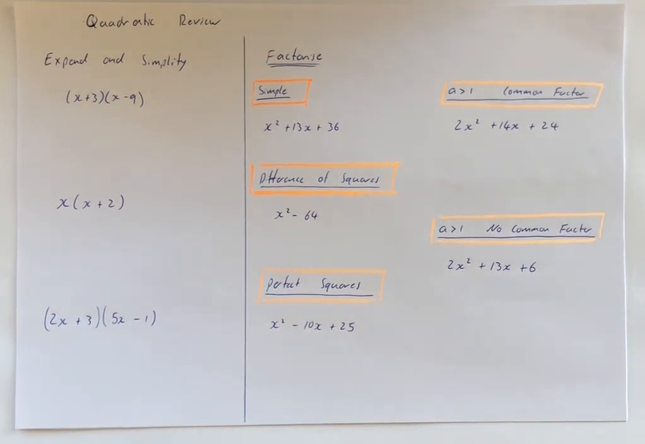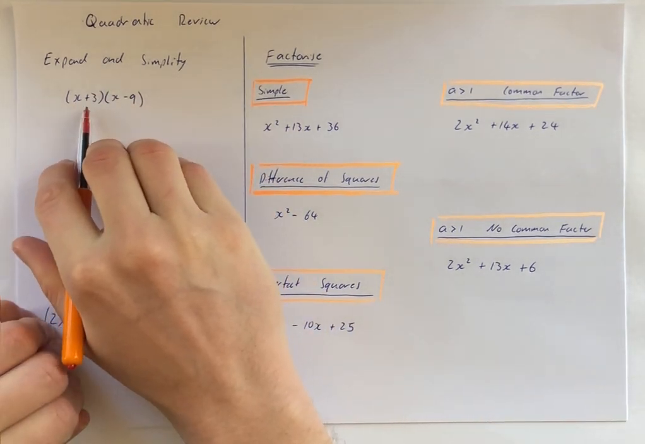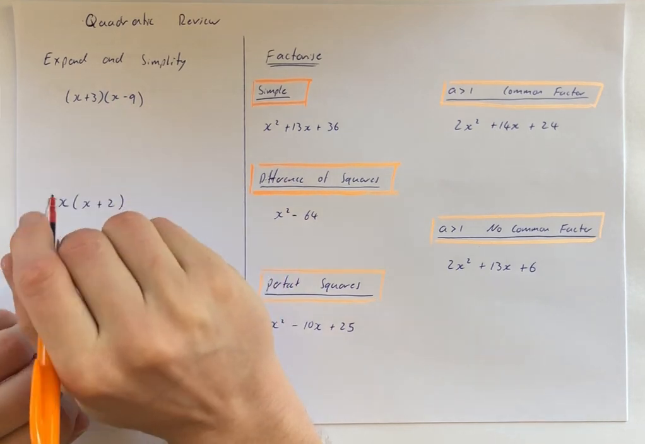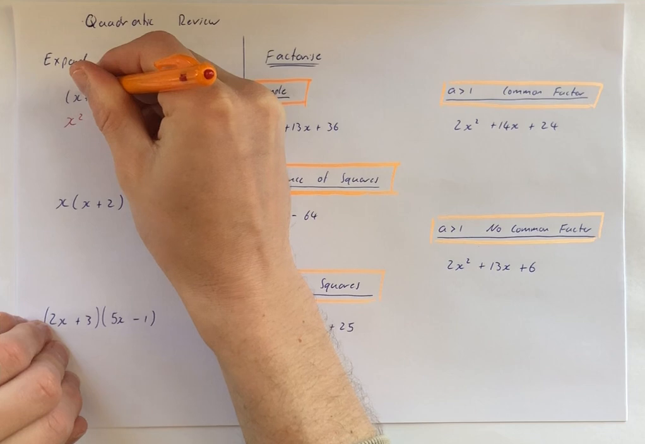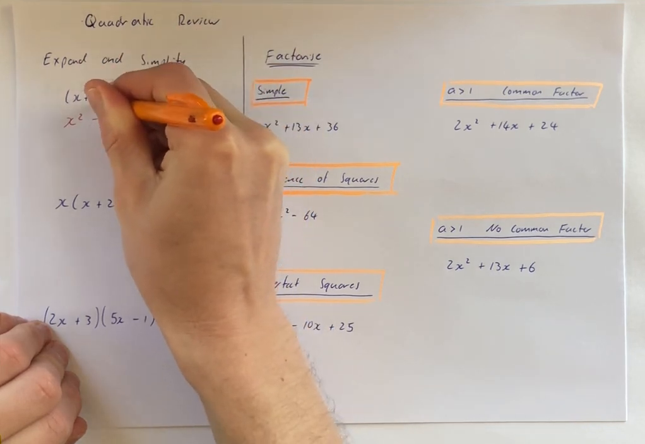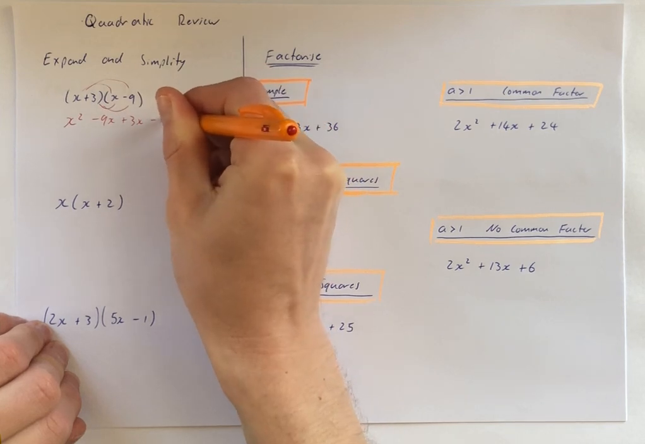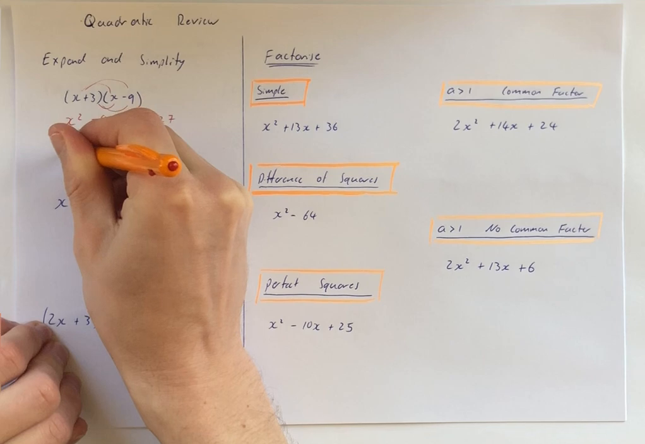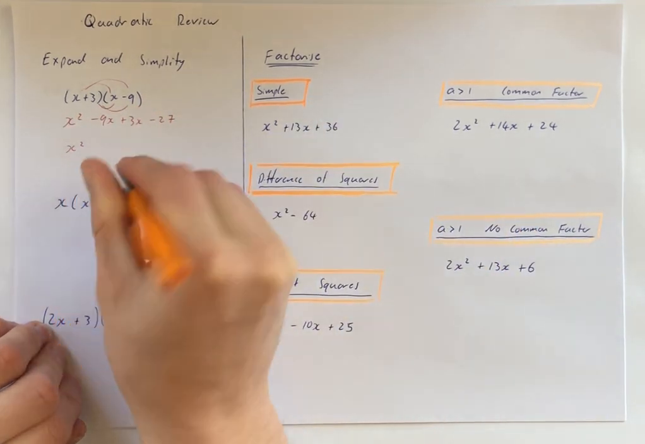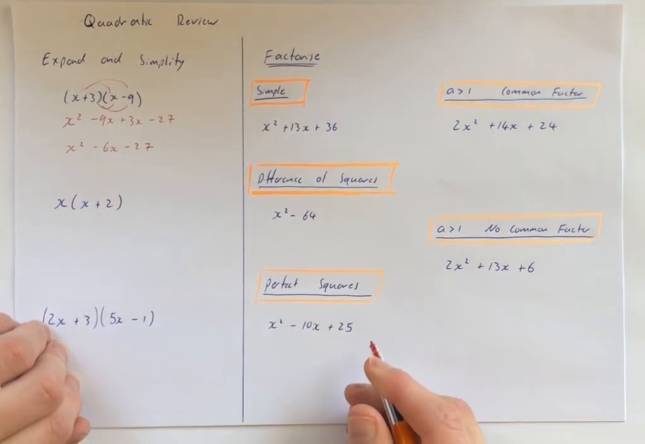So we've learnt to expand and simplify. So x plus 3 in brackets times x minus 9 in brackets. We have the x times x, times negative 9, the 3 times x, and the 3 times negative 9. So we know how to expand and we know how to simplify by collecting those like terms.